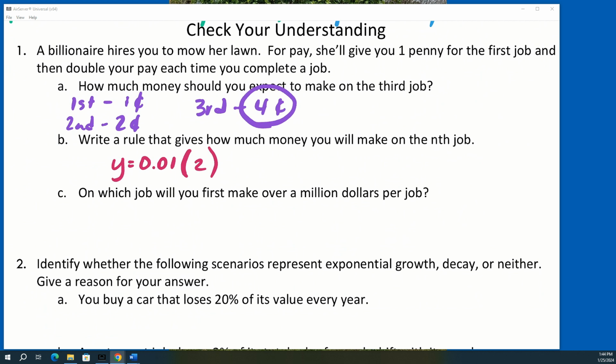And then we're going to need to decide if we're going to raise this to the t or to the t minus 1. So were you given that penny as the 0 job or the first job? It's the first job, so it's going to need to be t minus 1.